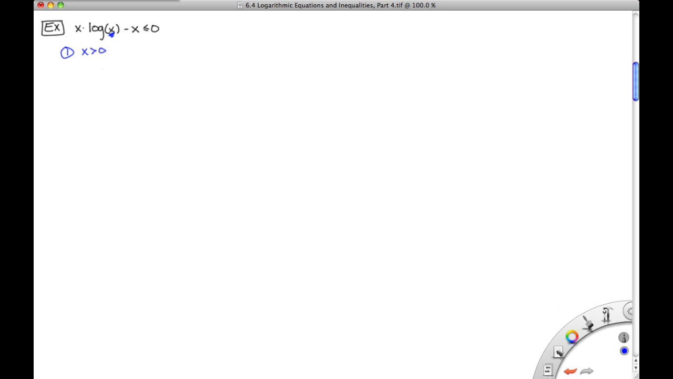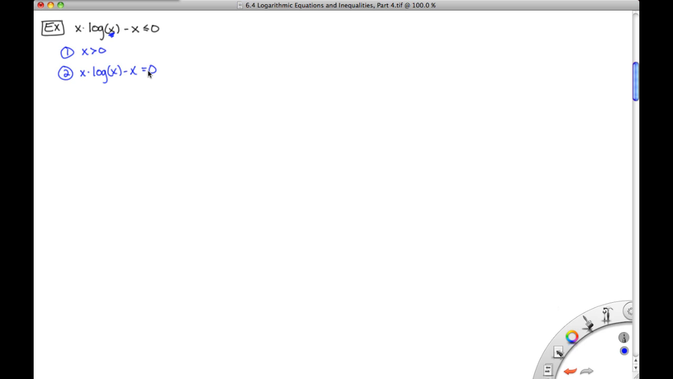Okay, so that's that. Now let's move on to the sometimes most challenging part of this, which is finding the zeros. It just kind of depends. So what we're going to do is take our function that's been isolated and set it equal to 0 and solve for it. So we've got x times the log of x minus x is equal to 0, and we're going to solve this.